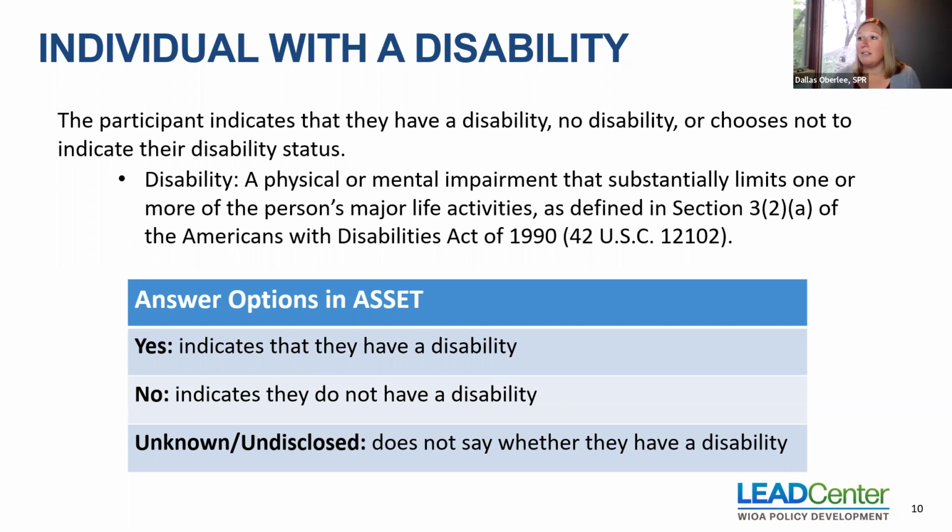And then just to define disability, it's the definition from the Americans with Disabilities Act: a physical or mental impairment that substantially limits one or more of the person's major life activities. So that's the first one to ask, and that kind of drives a lot of the rest of the questions that you have to ask. These are the options in assets. Again, you can say yes, they have a disability; no, they do not; or the individual is not disclosing, or it's unknown.